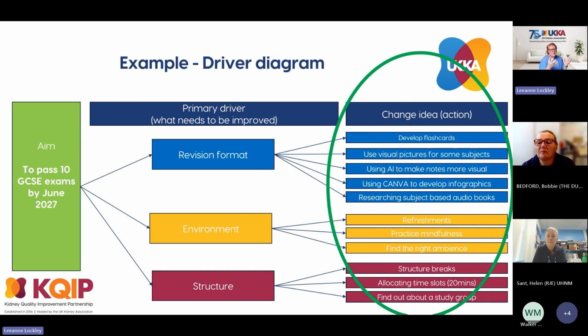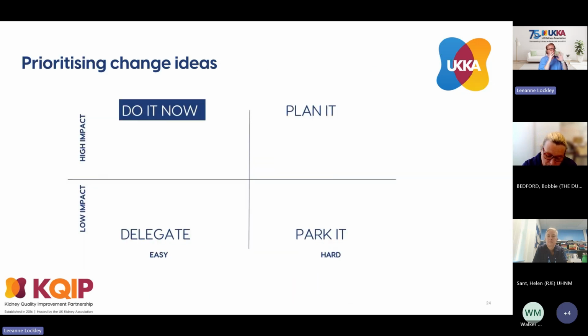So how are we going to decide what the priority change idea is to test and implement? There's maybe about 10 or 12 change ideas there. So what we use is a prioritizing matrix, and it's really simple to use. You map out on this matrix your change ideas: what's easy to do that's going to give you the highest impact? You do that now. What's a bit harder to do, but still going to give us that high impact? Well, we need a bit of time to plan that.